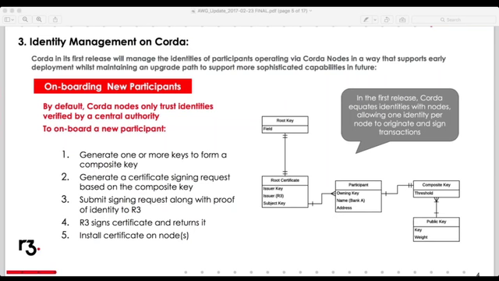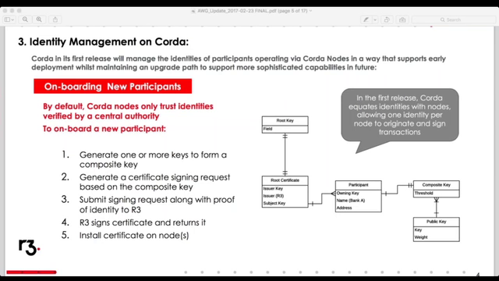So first of all, to identify who someone is on Corda, they are onboarded by creating a key. They create a certificate signing request and send it to R3 along with proof of the ownership of that identity, the form of which will change depending on who is creating the request. We will then issue them a certificate and return it. It's a very, very similar process to any other TLS certificate issuance.